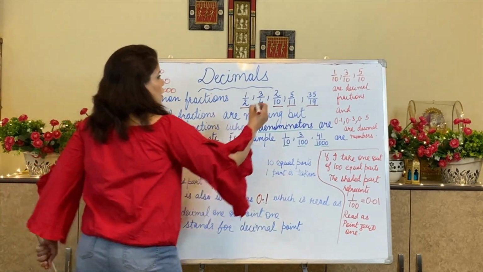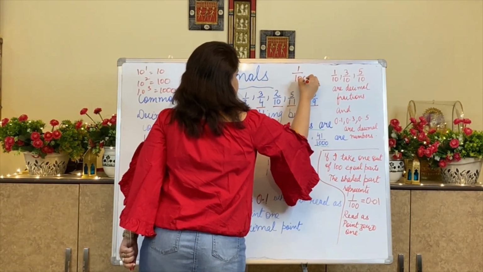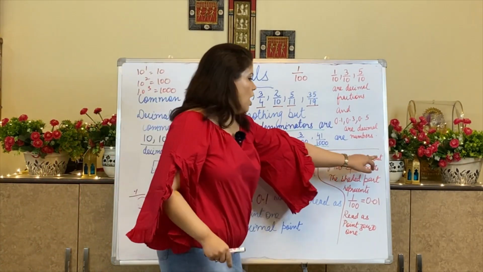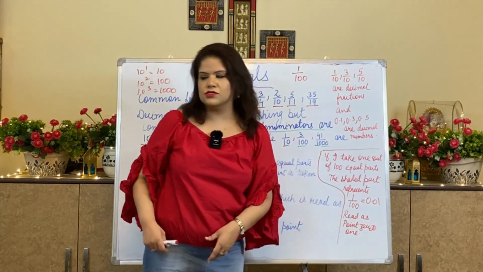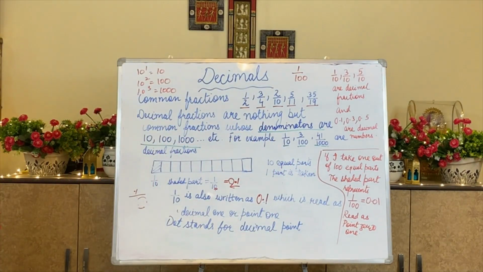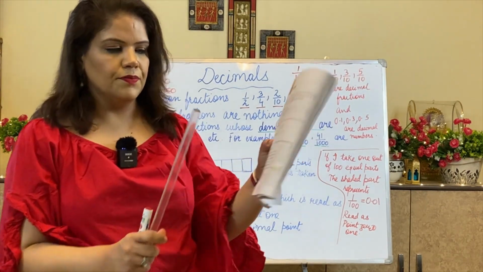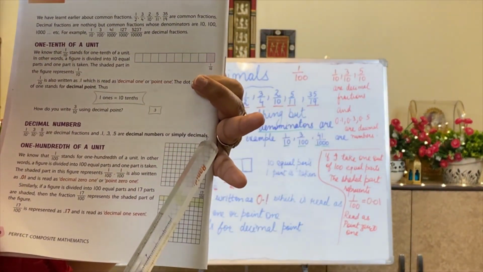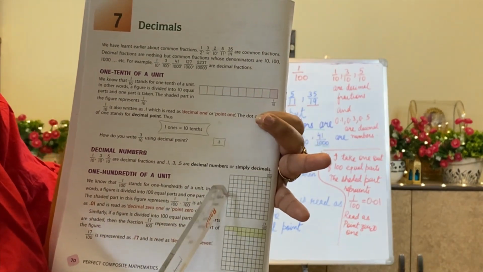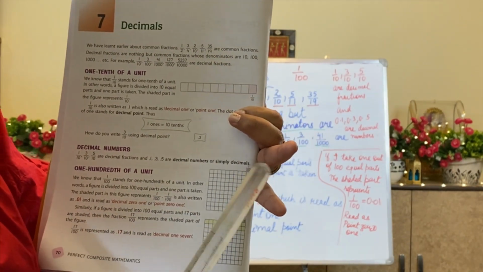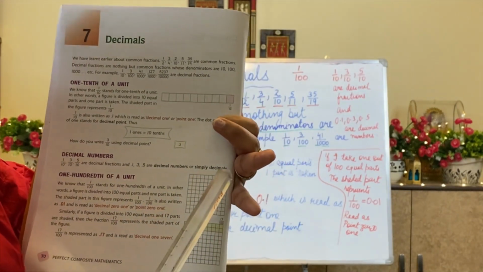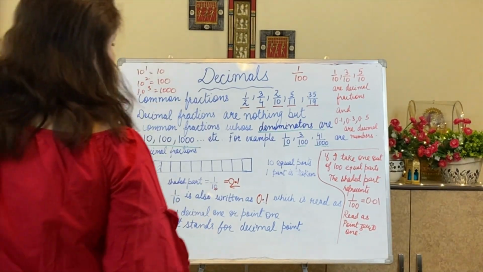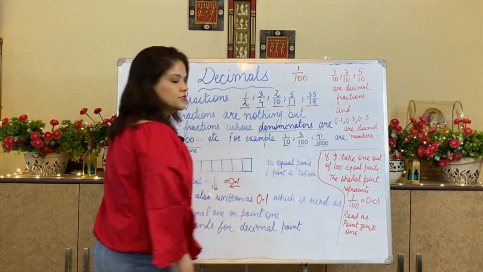If I am taking 1 by 100 now, what does it mean? If I take 1 out of 100 equal parts, like I have this book in which they have given this figure. You can see this small part out of 100 is given. So this is 1 by 100, 1 out of 100. This shaded part is representing one part out of 100.